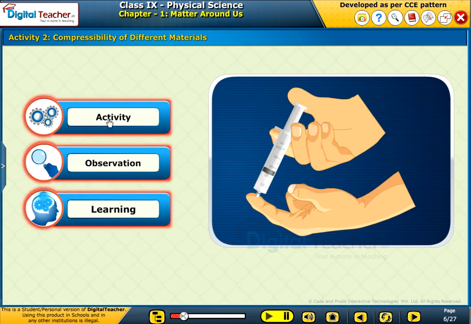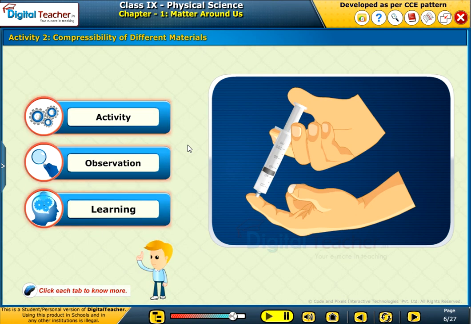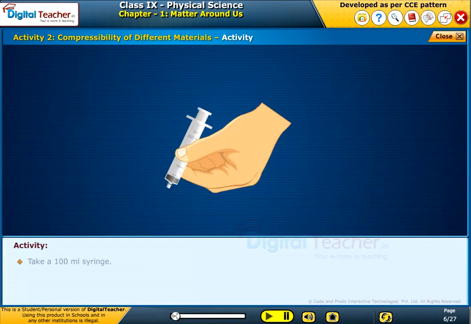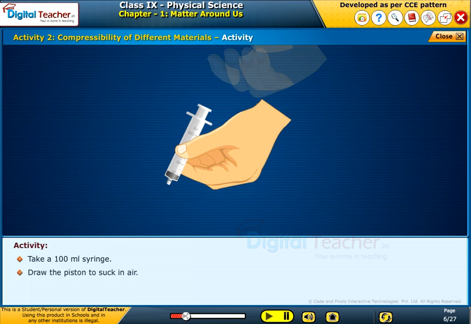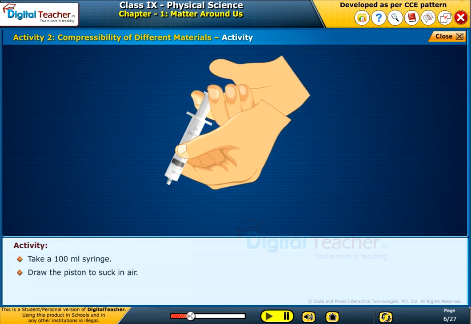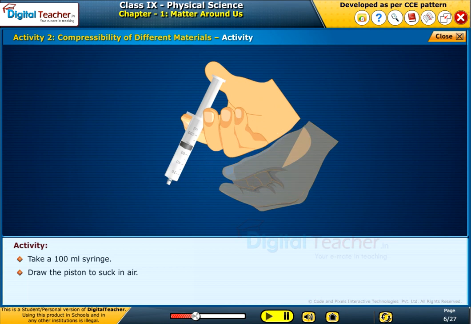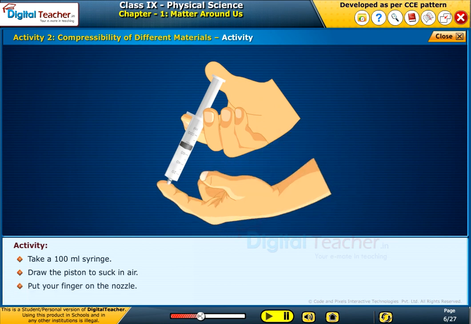Now, let us perform an activity to understand the compressibility of different materials. Click each tab to know more. Take a 100 ml syringe. Draw the piston to suck in air. Put your finger on the nozzle. Now press the piston.